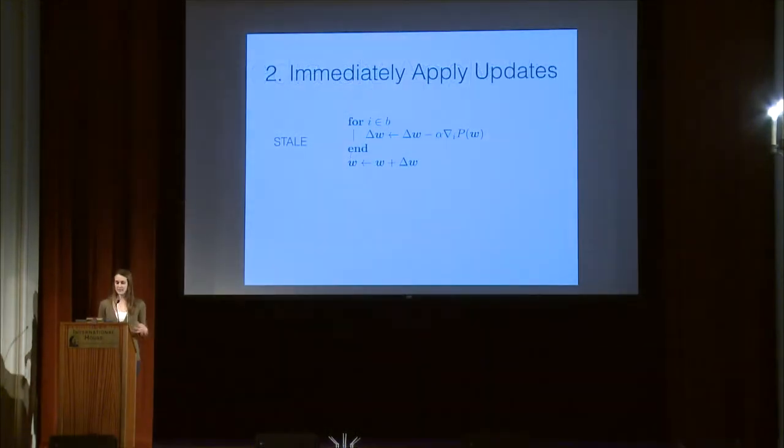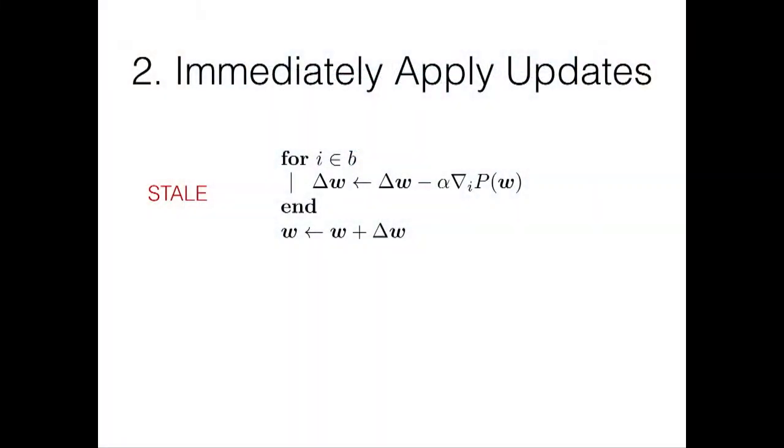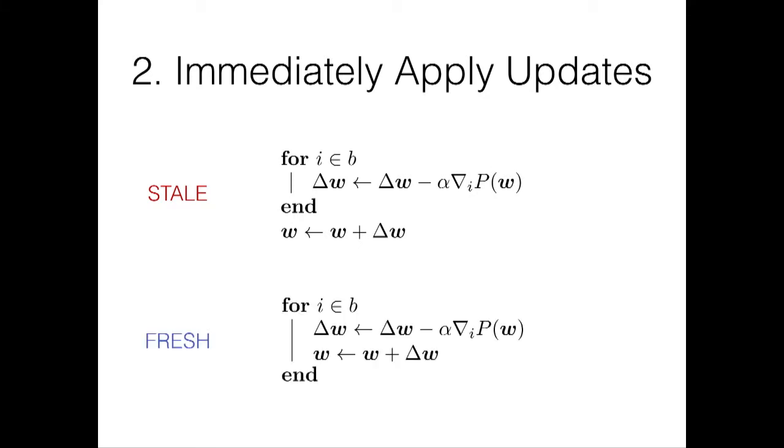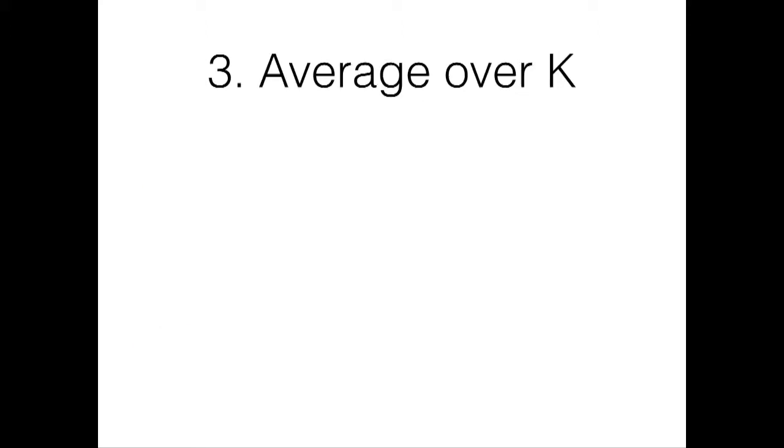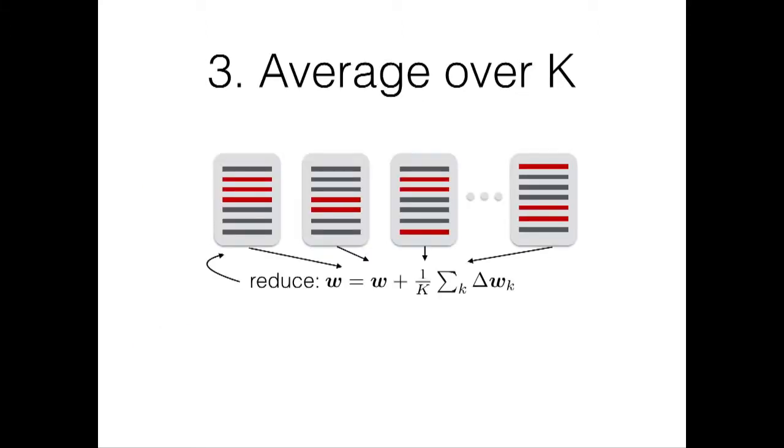OK, like I said, we're immediately applying updates. A stale update would look like this. We're going out and computing all of the updates for each of the points in our batch, but we don't actually apply them until we communicate them back to the master at the end of this for loop. A fresh update would instead apply the update directly after it's computed. So this is what we're doing locally on each machine. And finally, like I said, we're averaging over the number of machines K instead of the batch size. This allows the updates that we make to go a bit further.